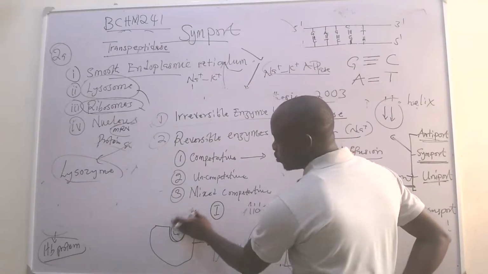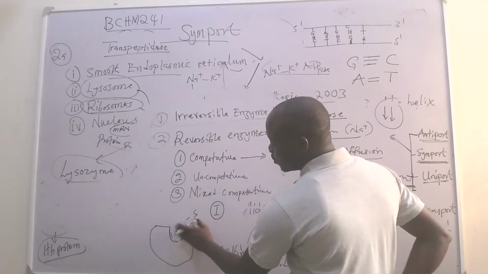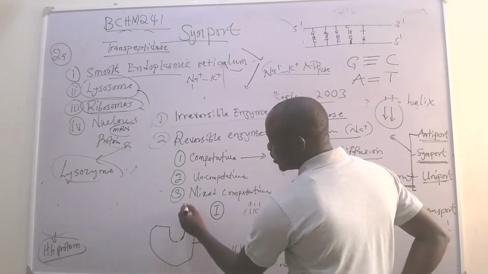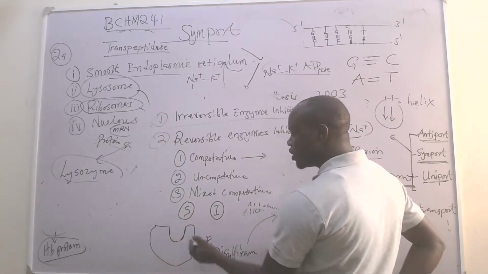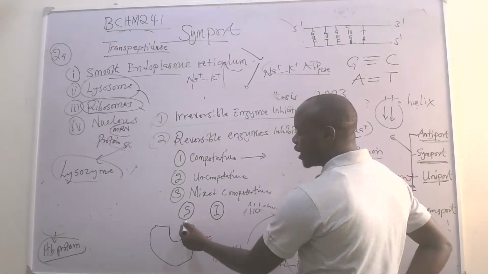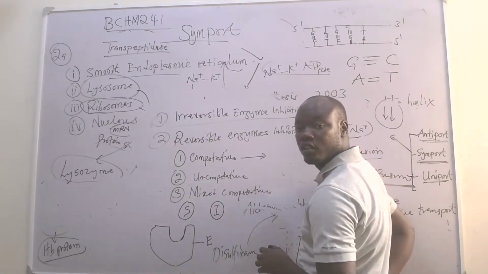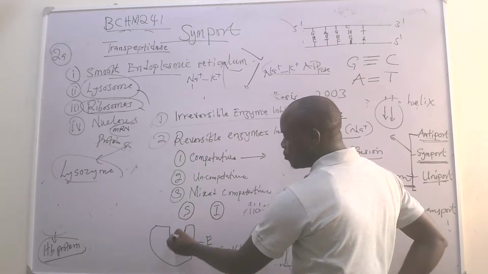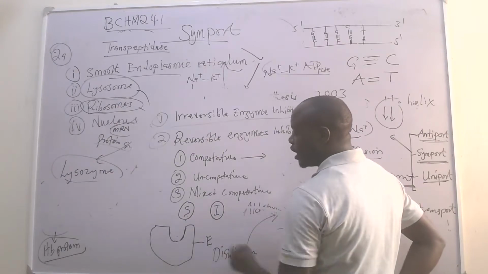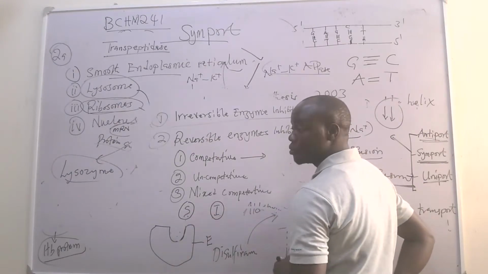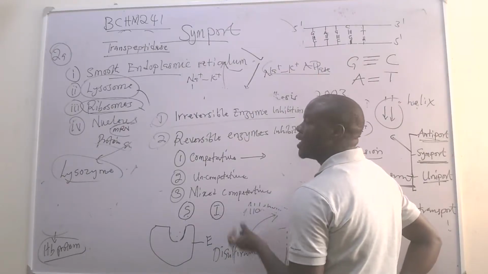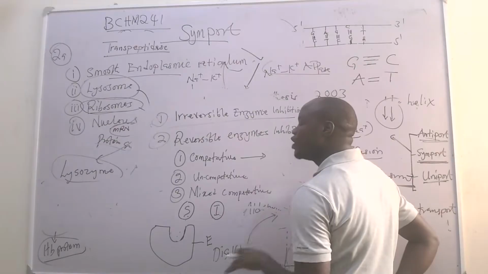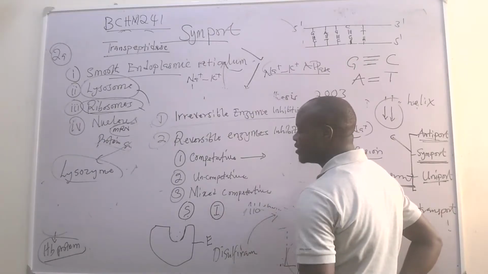Look at it in this situation. This is the active site of the enzyme. It can be this one, it can be the substrate. So you see the substrate and the inhibitor have the same shape. So it means that the inhibitor can bind to the active site, and the substrate can also bind to the active site.